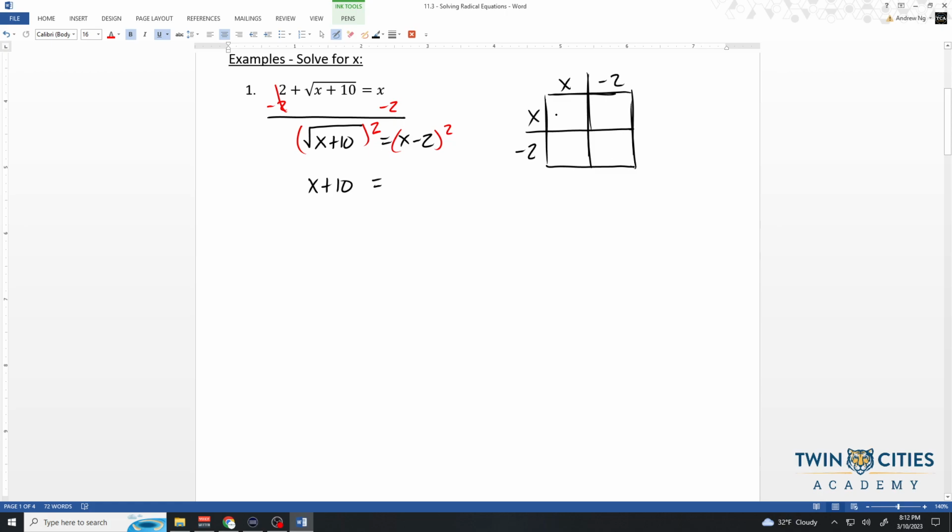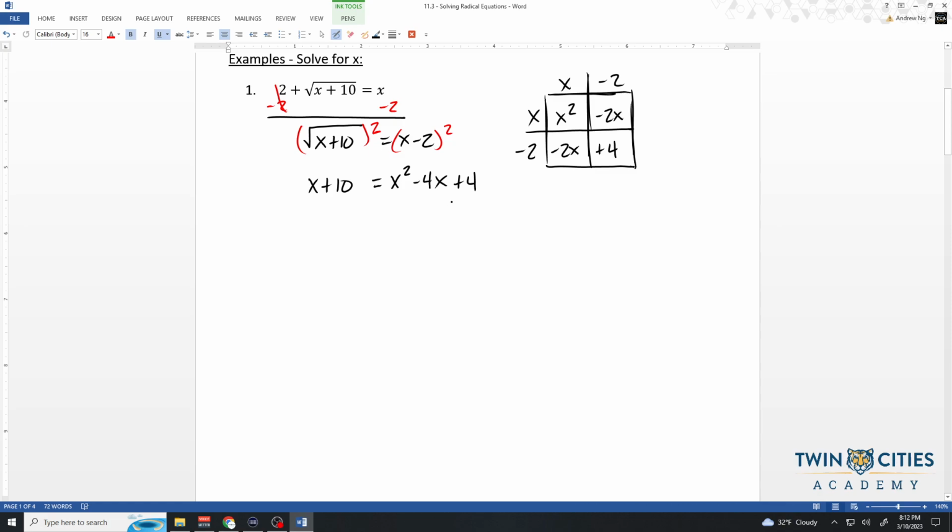So x times x is x squared. X times negative 2 is negative 2x. X times negative 2 is negative 2x. And negative 2 times negative 2 is positive 4. So this will be x squared minus 4x, combining like terms, plus 4.